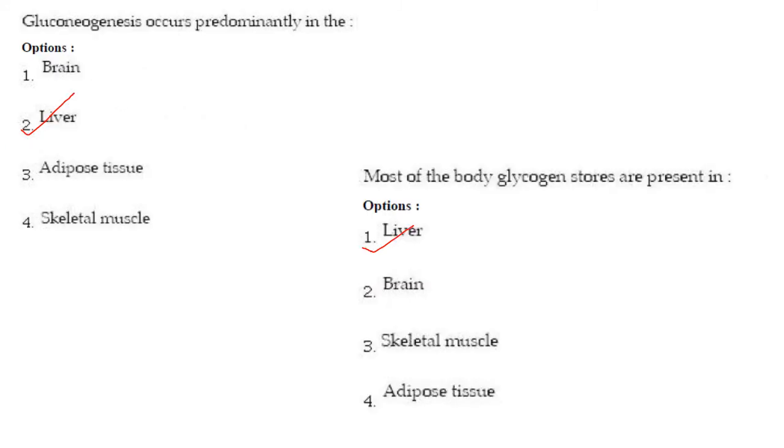Next one, gluconeogenesis occurs predominantly in the option 1 brain, 2 liver, 3 adipose tissue, 4 skeletal muscle. Answer is option 2 liver. Next one, most of the body glycogen stores are present in option 1 liver, 2 brain, 3 skeletal muscle, 4 adipose tissue. Answer is option 1 liver.